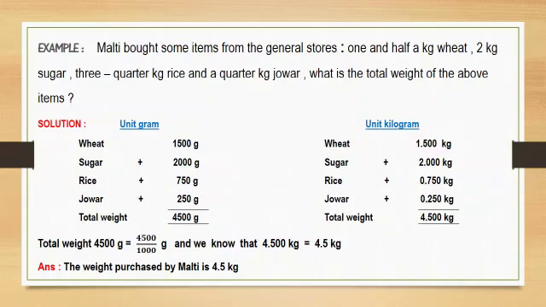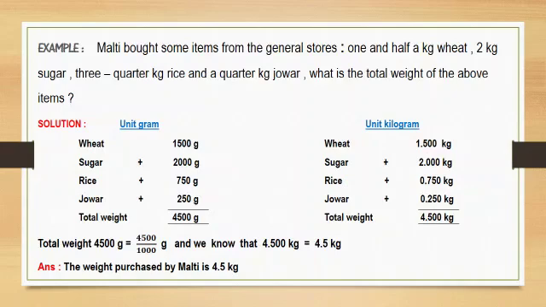Now we will solve with unit kilogram. We use decimal here. So 1.5 kg wheat means 1.500 kg. 2 kg sugar means 2.000 kg. 3/4 kg rice means 0.750 kg. And a quarter kg jowar means 0.250 kg. So when we add all this, we get the total weight of 4.500 kg.